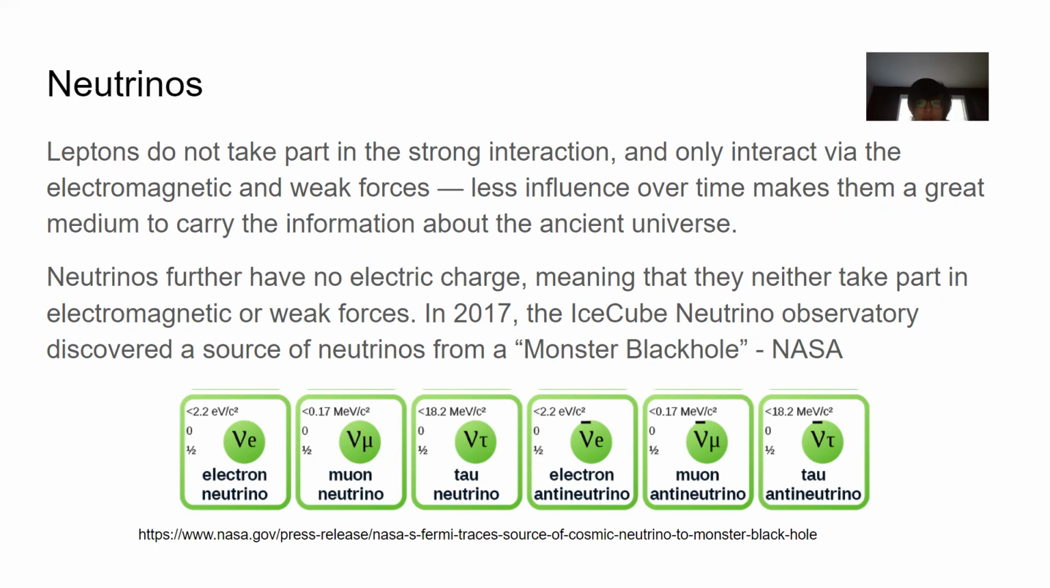And the Ice Cube Observatory here is a very special device they use to discover neutrinos. So you can see the inclusion of 6 neutrinos here, 3 neutrinos, and 3 of their antimatter counterparts.